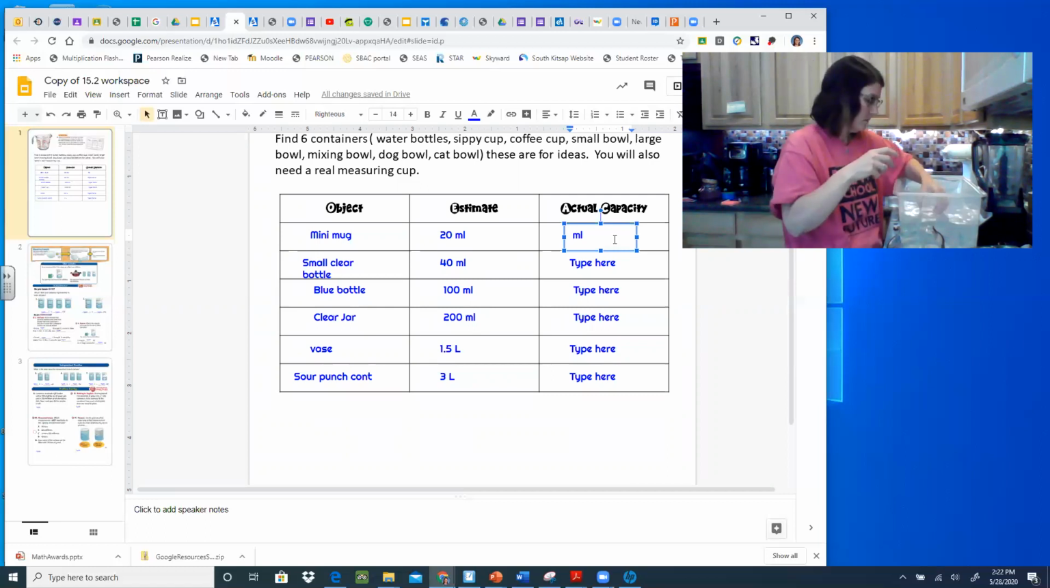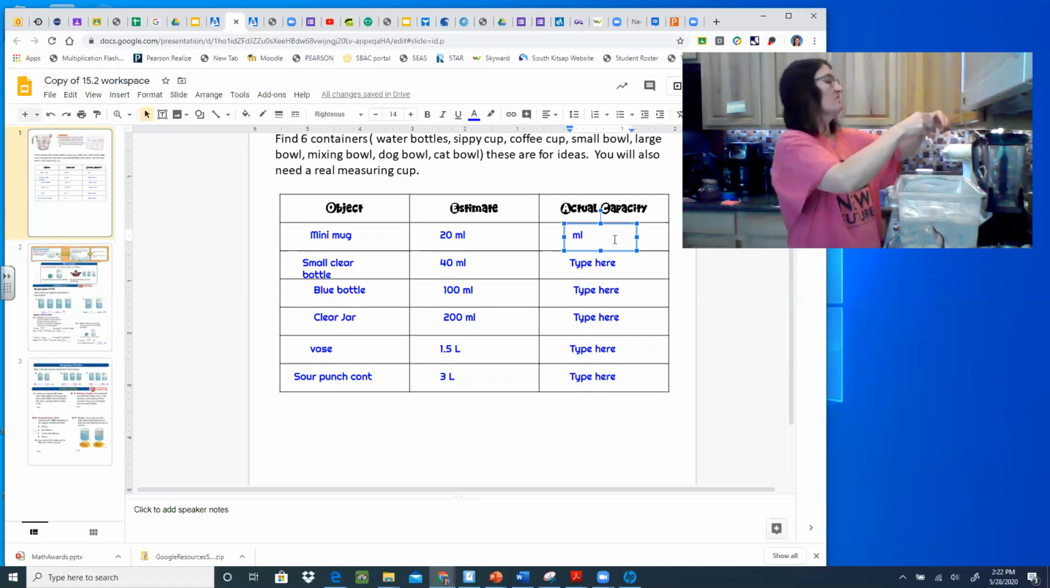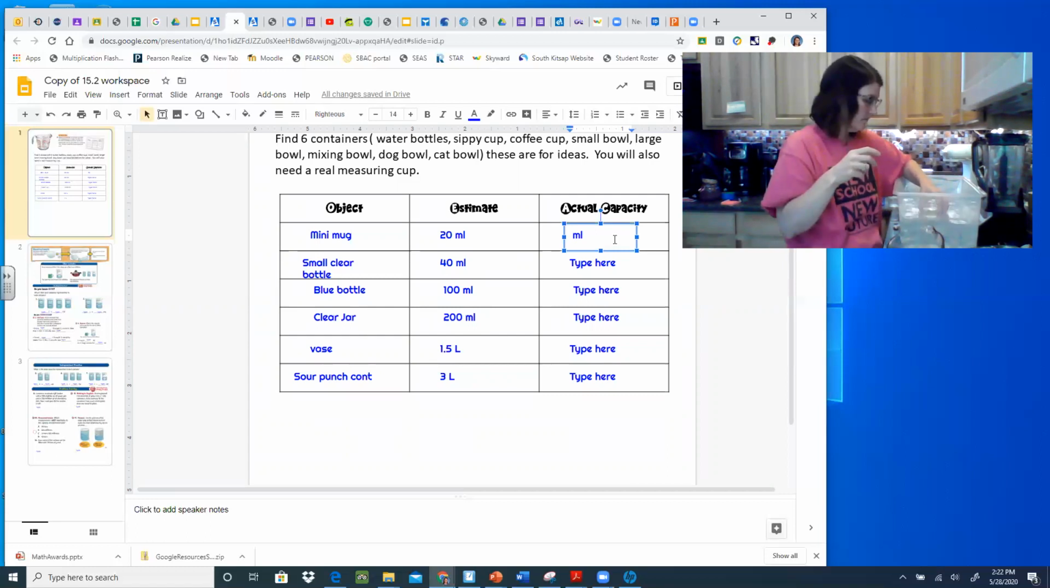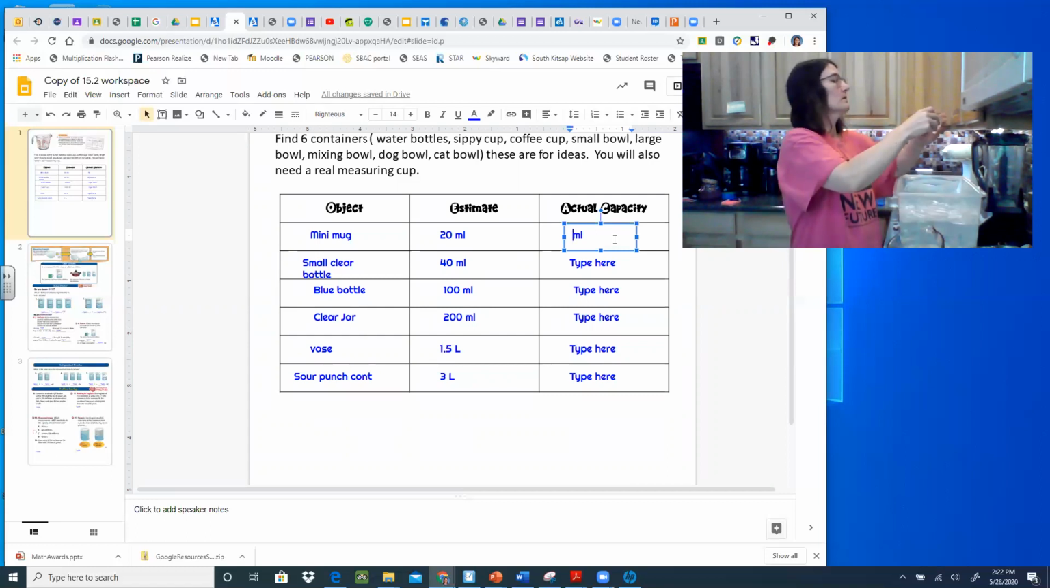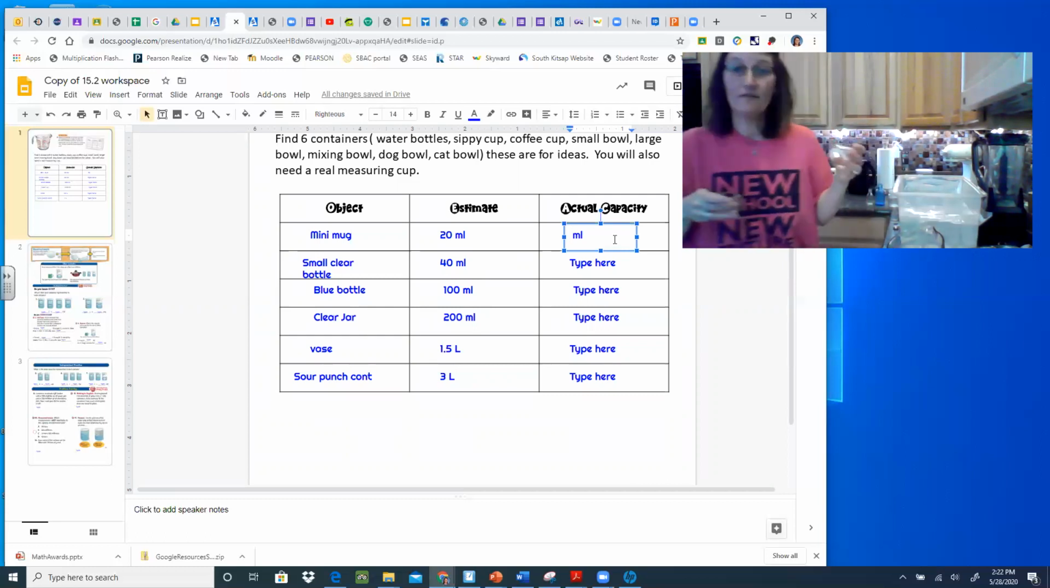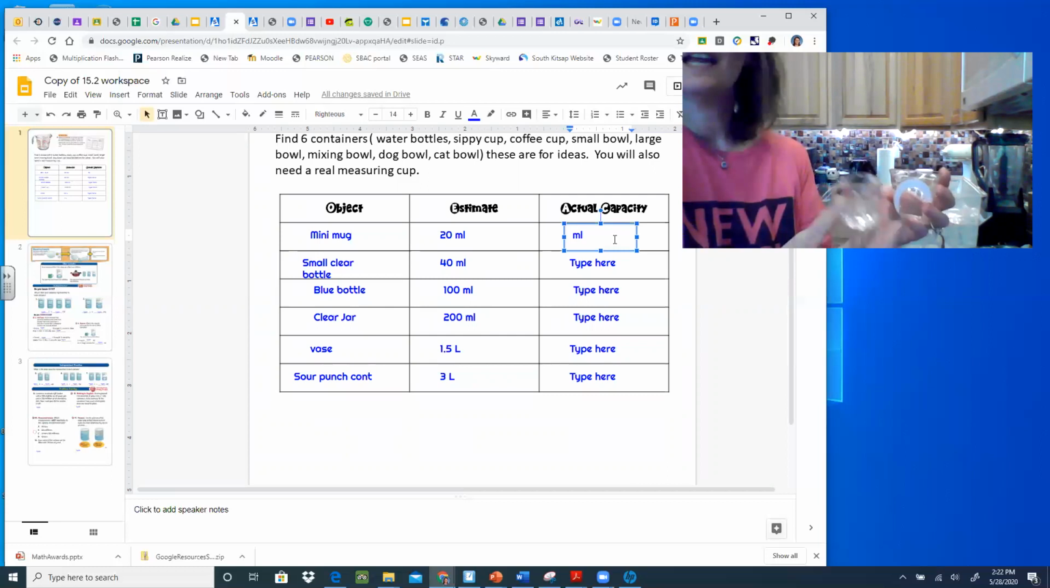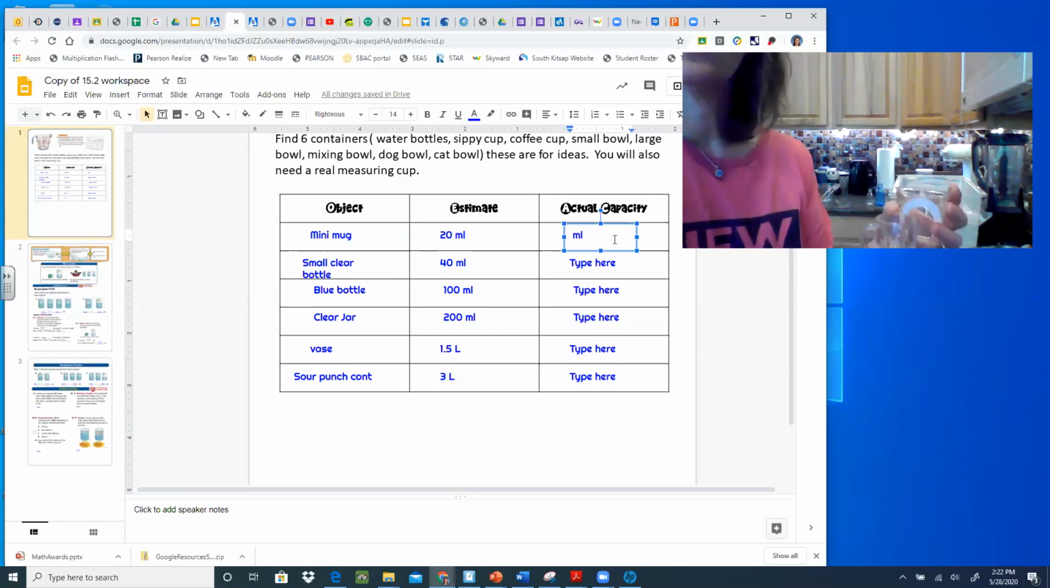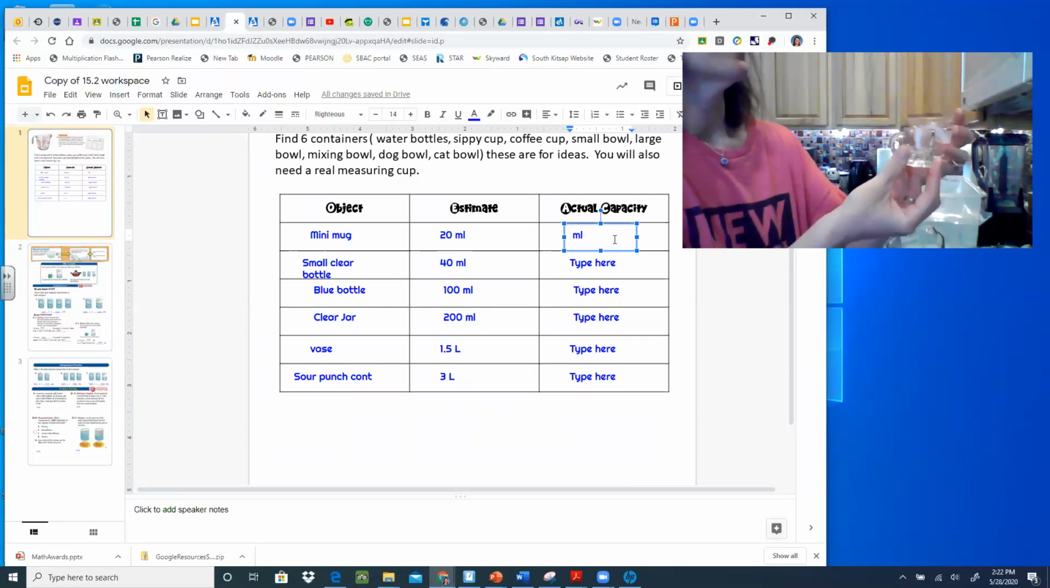Almost there. Oh, too much. There we go. Okay, so I filled it to 60, and now I'm going to pour it in here, hopefully without making a huge mess. Yeah, not on my computer.